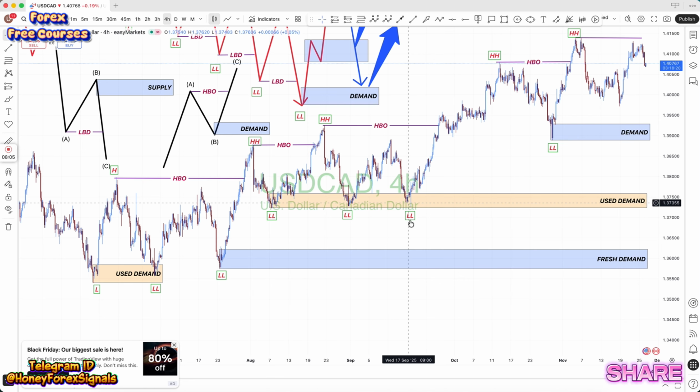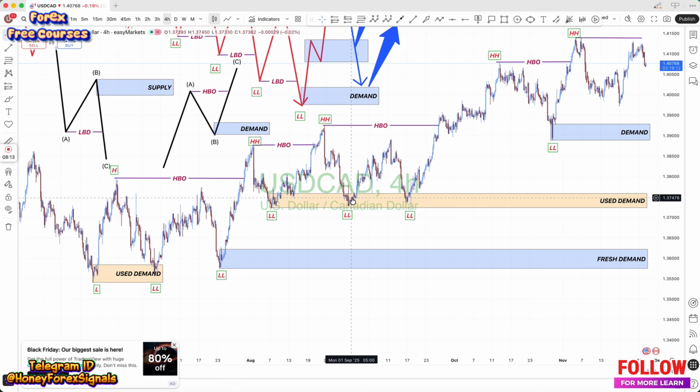Market can break down this area here and then go up, because this is our demand zone. This is our support area. Then market breaks out this high, so now this is our demand zone, because this high breakout, and this is our demand zone.